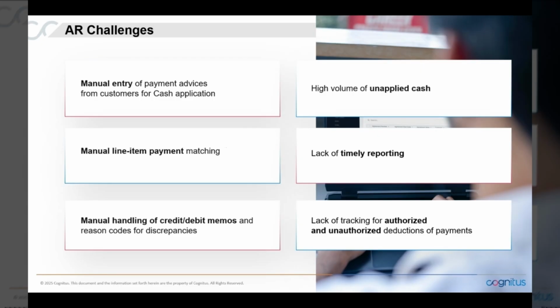Welcome everyone. Today we're excited to show you how our Cognitus AI-powered solution for Cash Application transforms the way businesses handle payment advice files. Manual uploads and data extraction are not only time-consuming processes, but they're also quite error-prone and can be costly to organizations.